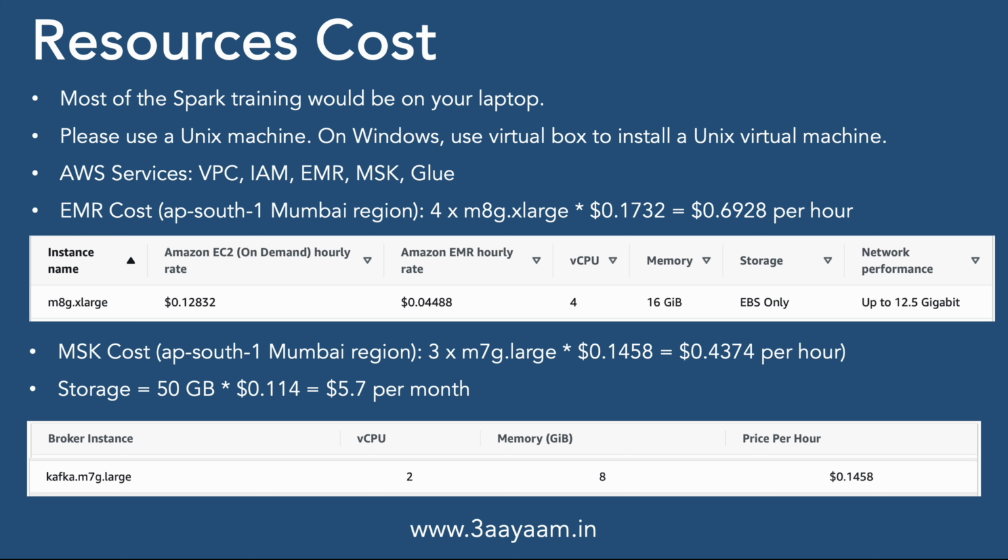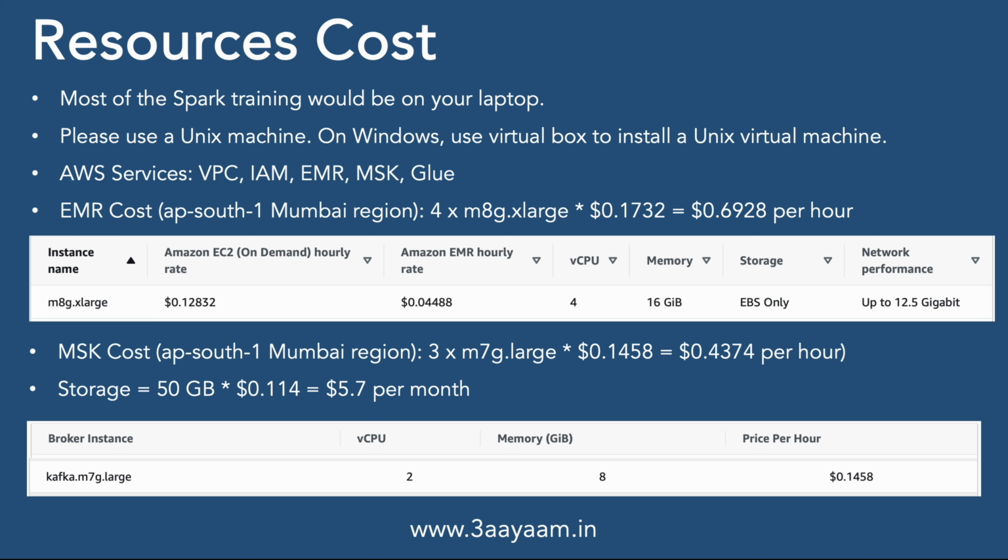If you do not have a Unix machine and you're using Windows, I would recommend that you use VirtualBox to install a Unix virtual machine. You can get a Unix virtual machine like Ubuntu for free. VirtualBox is also free. The reason I'll be using Unix is that 100% of the Spark clusters in any production environment, or for that matter in a development environment also, would be running on Unix. So it would be better if you get a sense of how to work on Spark using Unix.